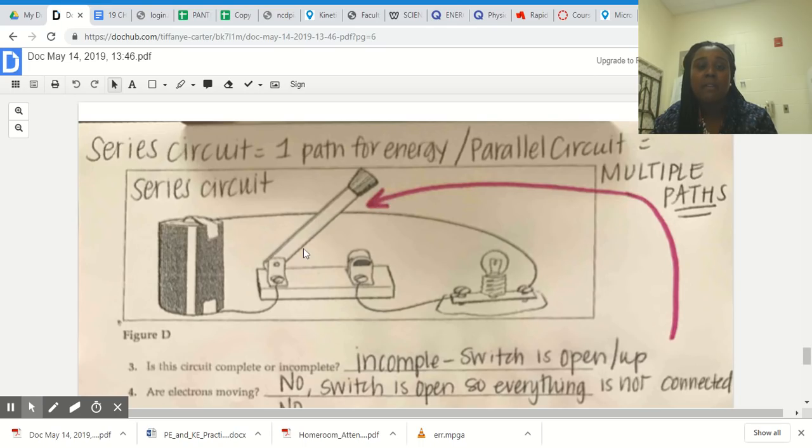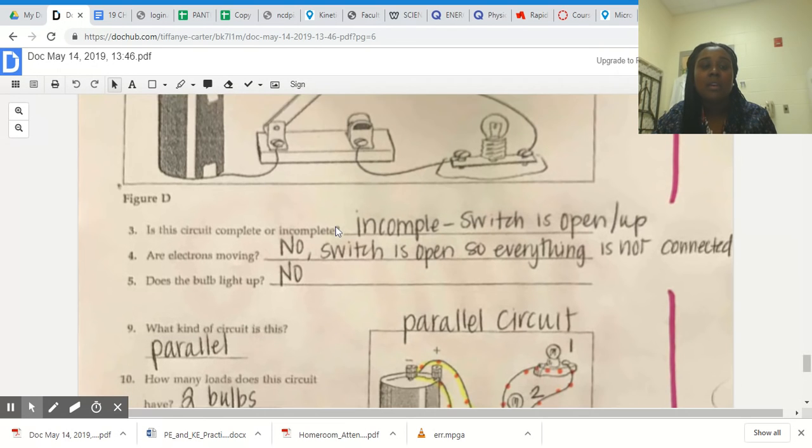So in this picture, I have a battery. I have a switch that's open. So remember, if I have an open switch, energy is not flowing. And I have a bulb. This one doesn't have the little lines around it to show you that it's lit up because the switch is open. Remember, open switches do not allow electric current to flow.